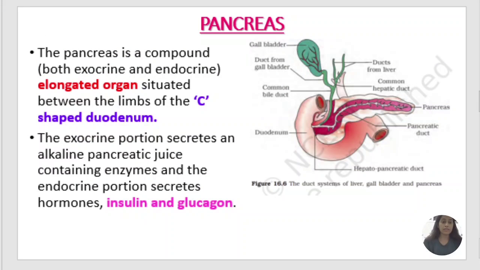Then we have the pancreas. The pancreas is a compound, both exocrine and endocrine, elongated organ situated between the limbs of the C-shaped duodenum. The exocrine portion secretes an alkaline pancreatic juice containing enzymes, and the endocrine portion secretes hormones, insulin and glucagon.